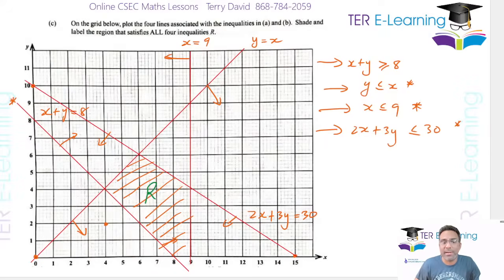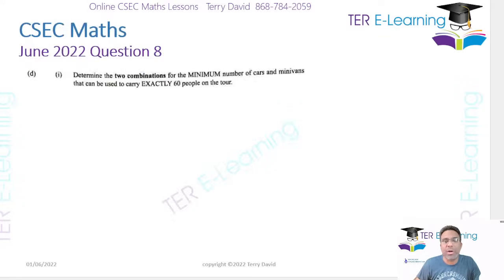Right, so that's what I'm getting for my region here. Let me double check that and make sure that's okay. Yeah, that's what I seem to be getting. Right, now let's see what they want here. Determine the 2 combinations for the minimum number of cars and minivans that can carry exactly 60 people.